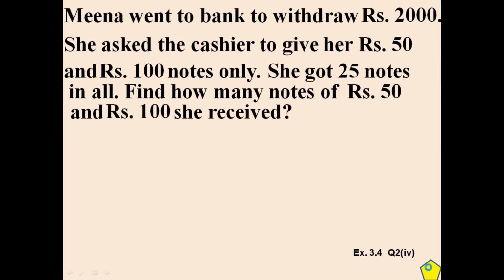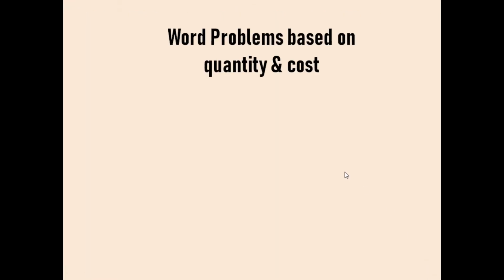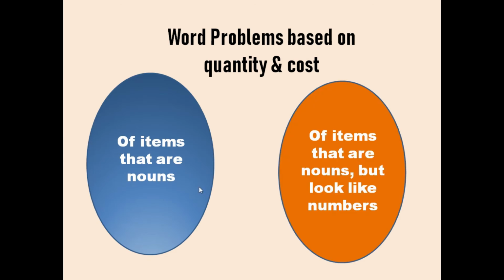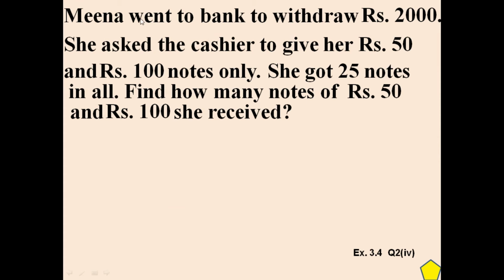Now we have covered that if the word problems are given for quantity and the cost, we've covered when the items are directly nouns and they are interpreted as nouns. The problem occurs when the items are nouns, but they look like numbers. So let's look at this question. Meena went to the bank to withdraw rupees 2000. She asked the cashier to give her 50 rupees and 100 rupees notes. She got 25 notes in all. Find how many notes of rupees 50 and rupees 100 she received.